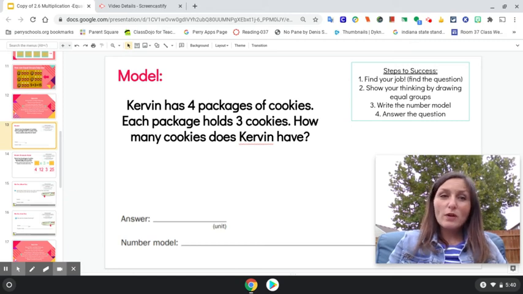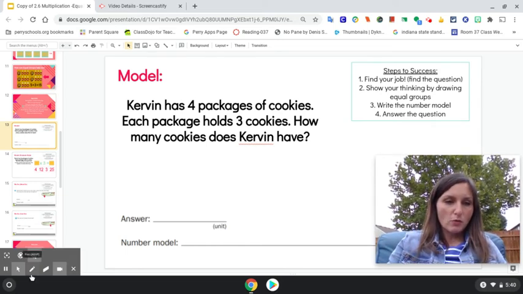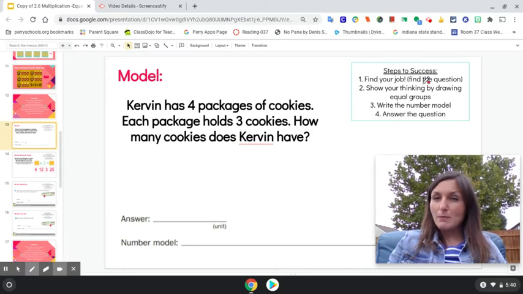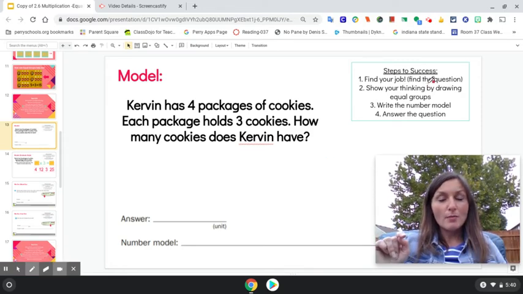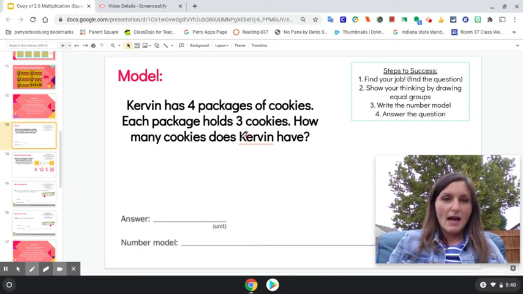All right, so today we are looking at being able to solve this multiplication number story. And I'm using those equal groups. So the first step that I'm going to want to do here is find my job. Remember, when we find our job, that means we are trying to figure out what's the question. And here it is: how many cookies does Curvin have?